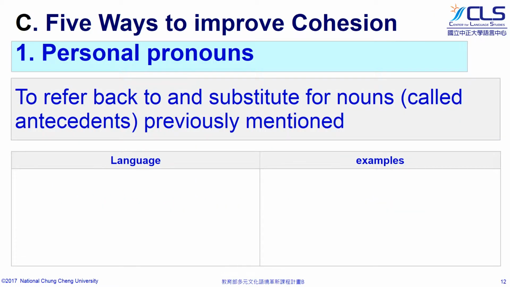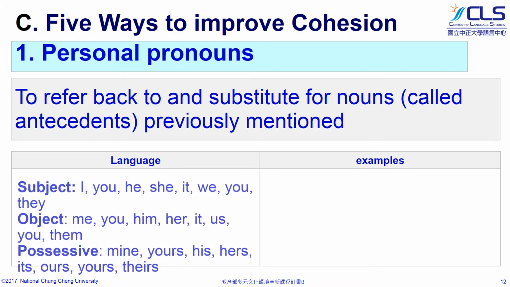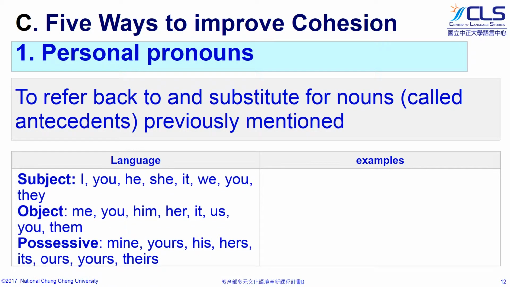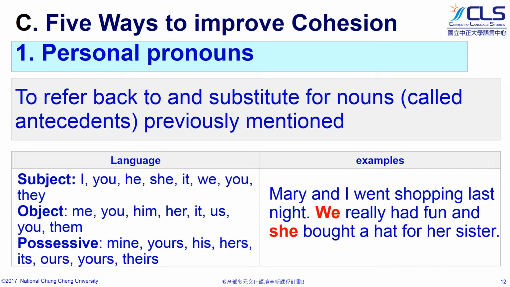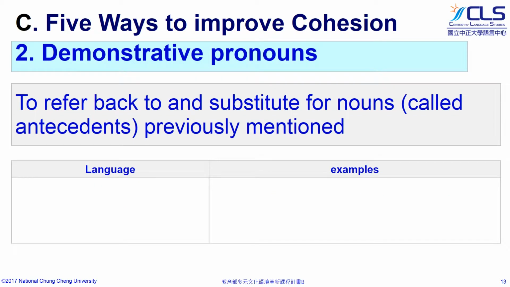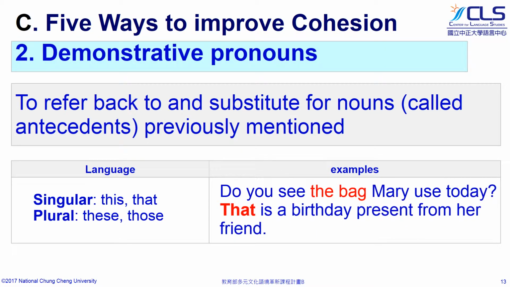First, we can use the personal pronouns to refer back to and substitute for the nouns mentioned before. So we use we to substitute Mary and I, and use she to substitute Mary. Also, the demonstrative pronouns can be used to refer back to and substitute for the nouns mentioned before. We use that to substitute the bag Mary used today.